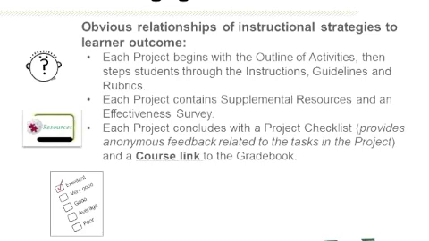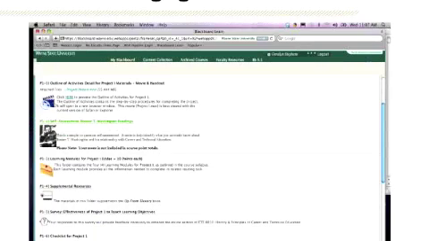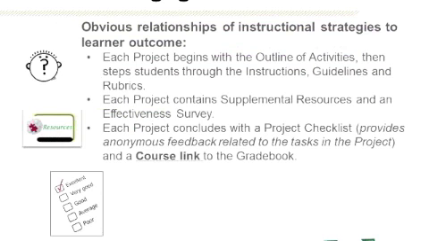Within each module is also an effectiveness survey. What I use with the effectiveness survey is an anonymous feedback instrument, and I tie it to our student evaluation of teaching, our SET instrument. And what that does is provide me with feedback to help me enhance the course, as well as tweak the course as the course is going on. And then finally, within each one of the modules, there is a course link to the gradebook. That way, once I let students know that the project has been scored, they can go right to the gradebook to find out what their assessment was.